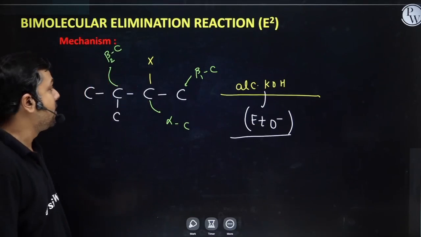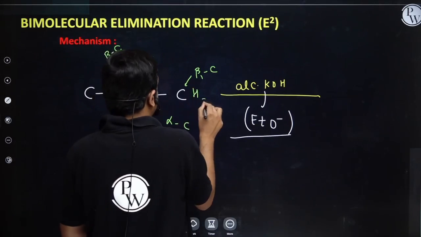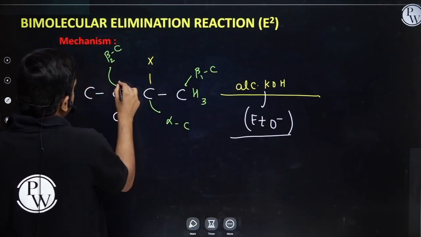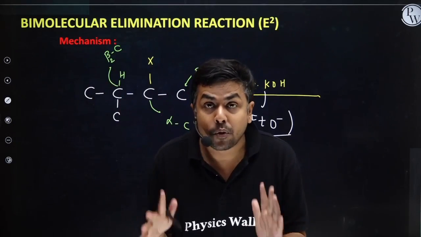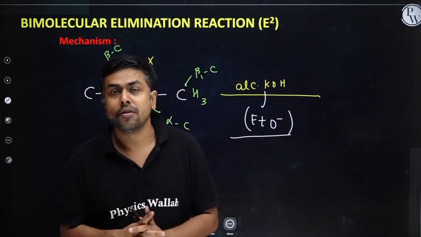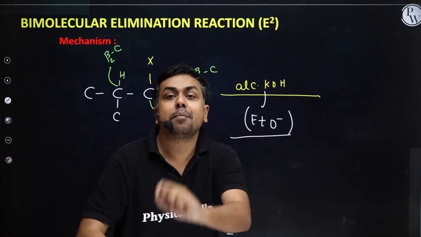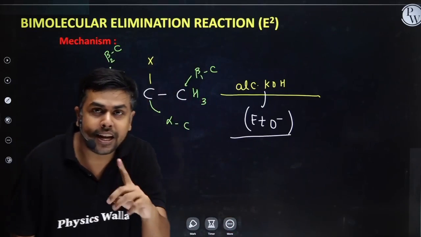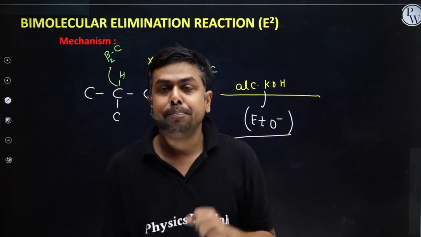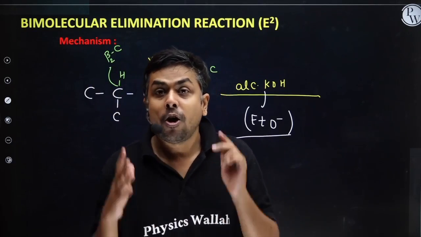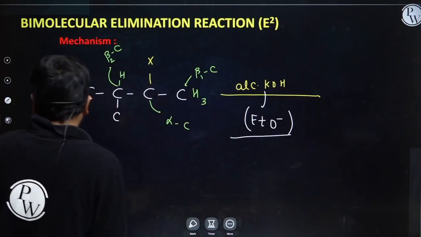Now we have to check which one is containing hydrogen. This one also contains hydrogen, CH3, and here this carbon is also containing one hydrogen. Now from where am I going to remove hydrogen? From which beta carbon am I going to remove hydrogen? On which beta carbon will the base attack? In E2 reaction, the base will always prefer to snatch beta hydrogen from more substituted carbon. Let me write that.